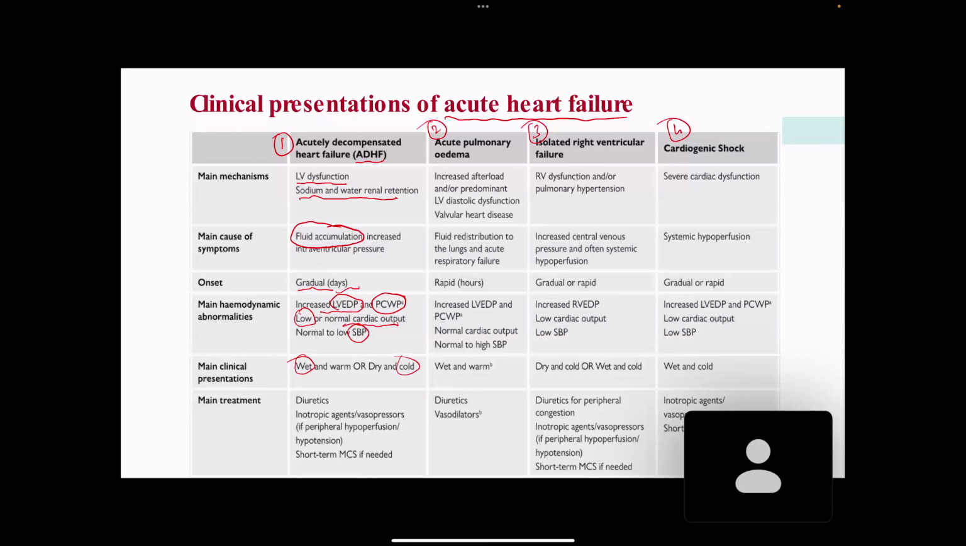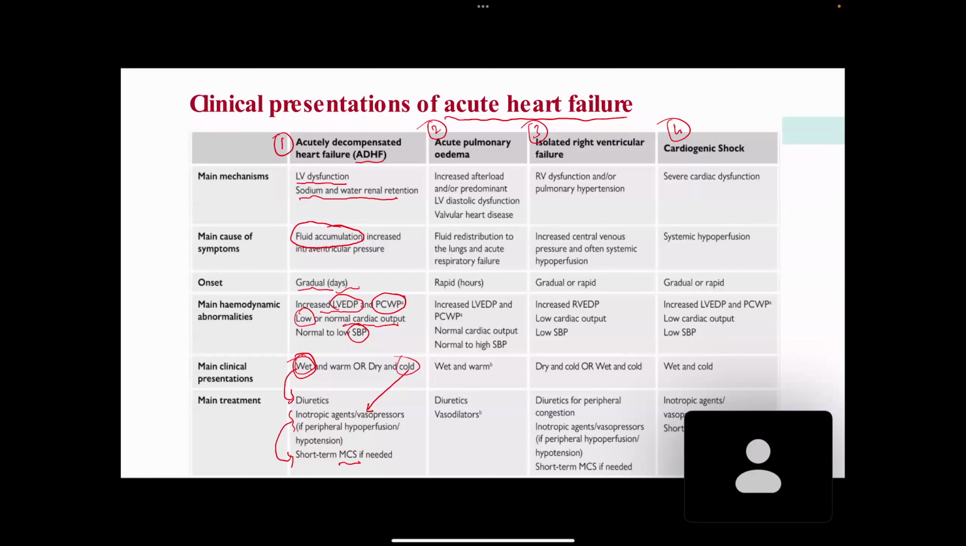Now, how do we treat it? It is very simple. Since the patient is congested, you have to give him some diuretics to remove the excess fluid. And since the patient is having poor perfusion, start him on inotropic support or vasopressors. In spite of this, if the patient does not improve, then you have to consider mechanical circulatory support, that is MCS. So that is about acute decompensated heart failure.